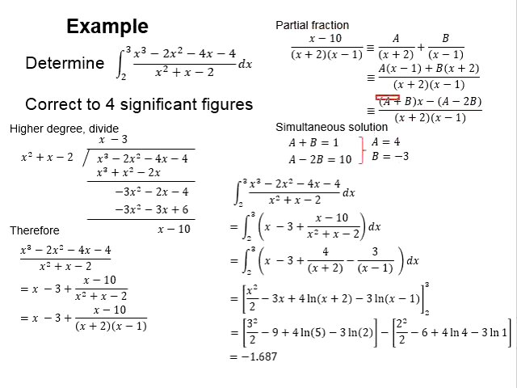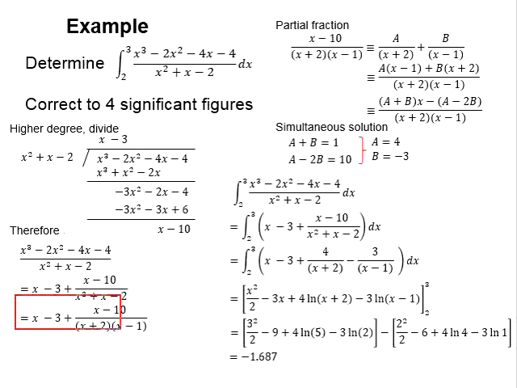You know that A plus B will be equal to 1. A minus 2B will be equal to 10, since the negative value is the same. That gives you two equations with two unknowns. Solve the equations simultaneously. You get A equals 4, B equals 3. With that, you are able to integrate this.